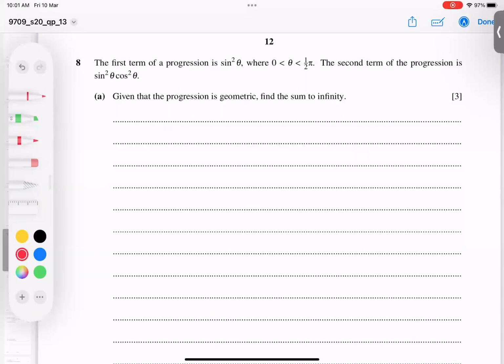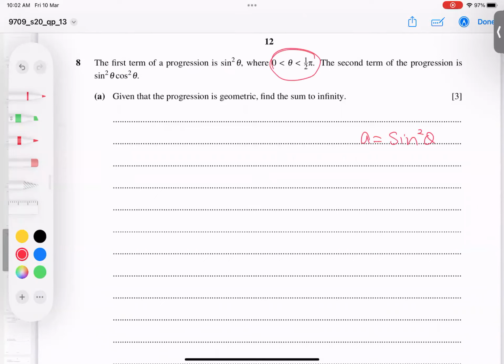Bismillah ar-Rahman ar-Rahim. This is a question, June 2020, 13th variant, question number 8. It is a combination of trigonometry and sequences. He's saying first term is sine square. So I'm writing here, first term is sine square theta.